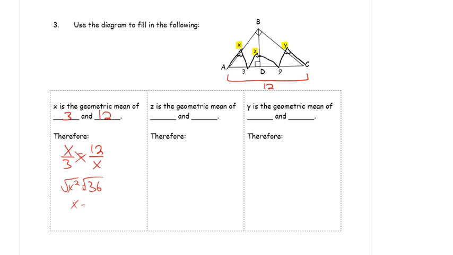Cross multiply, X squared equals 36. Here we go, we got an easy one. X equals plus or minus 6. We would just say the positive 6 though. Okay? So that would be the length of X.